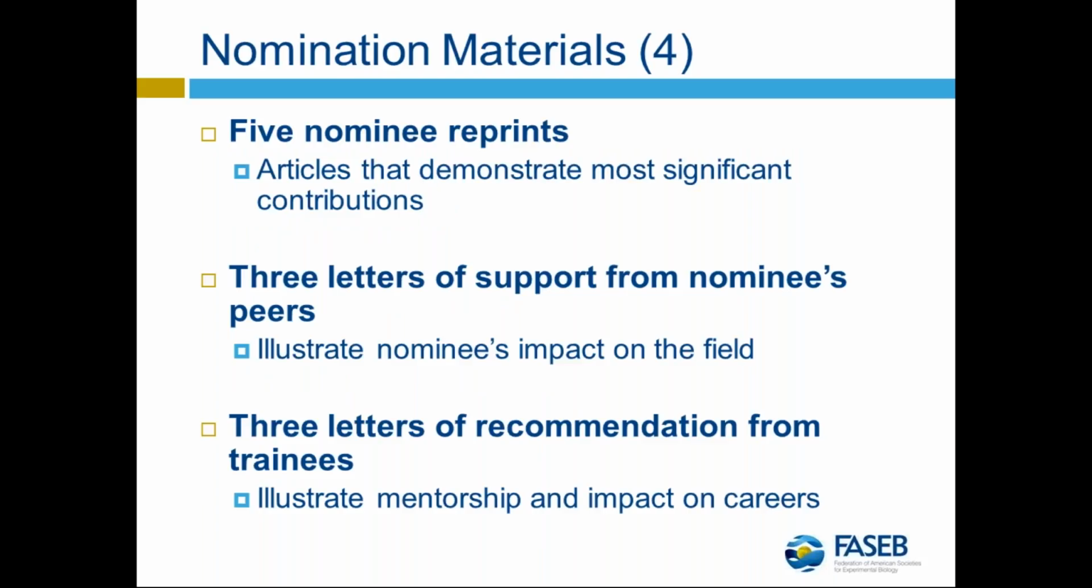And then the next 3 items: 5 nominee reprints. You are limited to only 5 reprints, and these should be the articles that demonstrate the nominee's most significant contributions to a particular field. The 3 letters of support from the nominee's peers should illustrate the nominee's impact on the field. A question that I frequently get asked is, who are the right people for these letters of support? Are they collaborators, or are they broader investigators within the field, or should it be a mix? And really it depends on the nominee package.